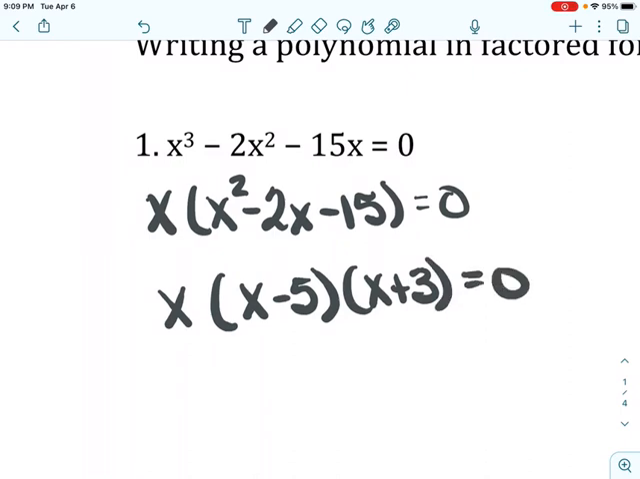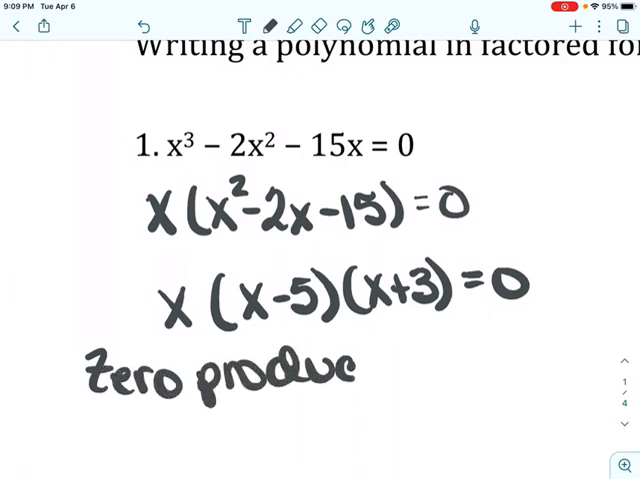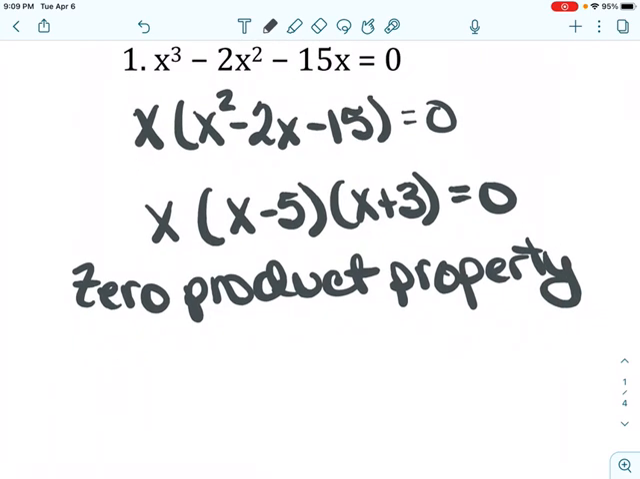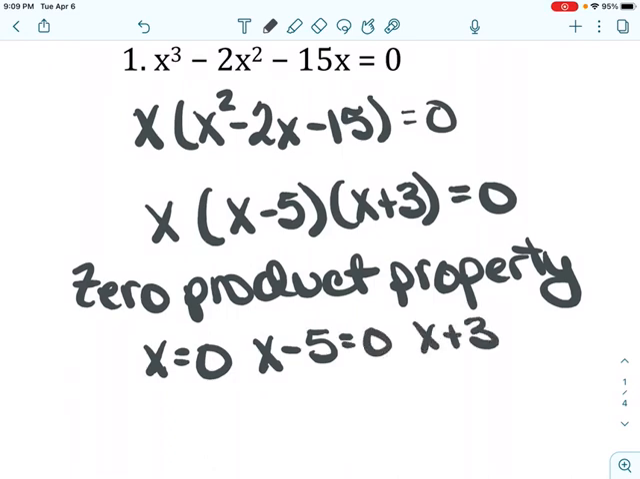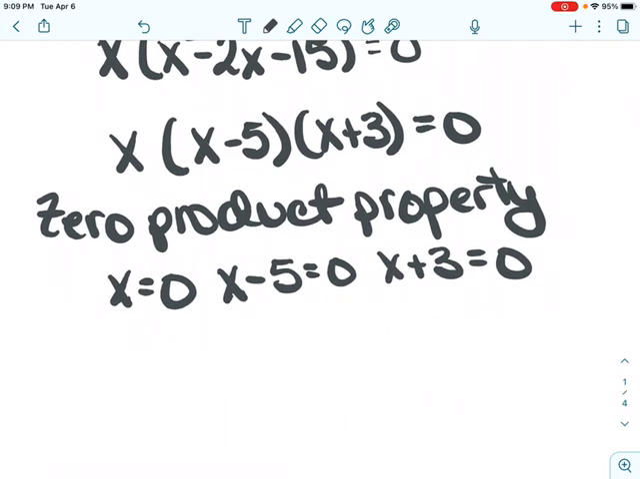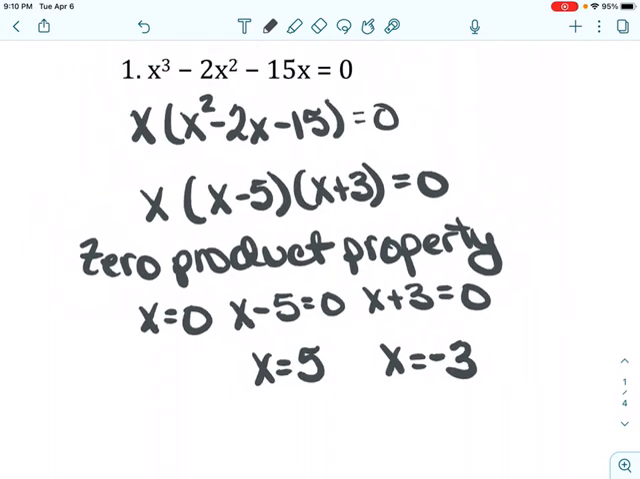Now remember, we had the zero product property. So I'm just going to write that down. Sometimes you might hear it called the principle. Basically that means we're going to take each of our factors and set them equal to 0 and solve. So we're going to go x equals 0, x minus 5 equals 0, and x plus 3 equals 0. So hopefully this sounds familiar. It should. And we're going to solve each one. So x equals 0 is already solved. Here we're going to add 5. Here we're going to subtract 3. So our solutions, roots, zeros, are 0, 5, and negative 3. Okay. All right, let's try another one.